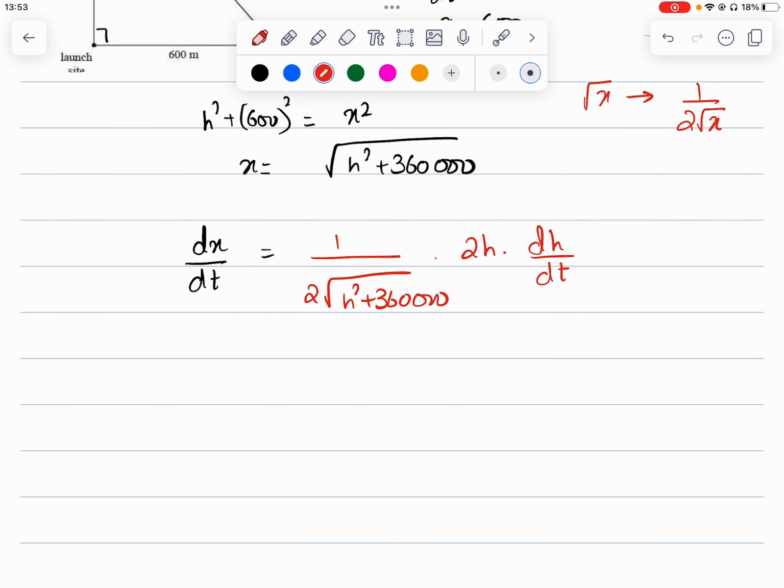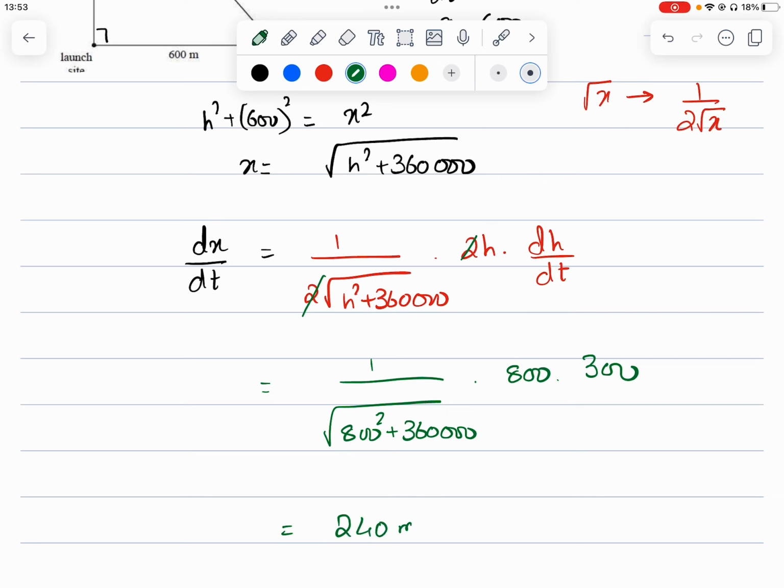Now what am I going to do? I am going to plug in all the values that have been given. So 2 and 2 cancel. 1 upon square root of h, given as 800 square plus 360,000, times h, again 800, and dh/dt has been given as 300. Simplify this directly. I am writing the answer. You should be able to get 240. Don't forget to write the units. 240 meters per second.